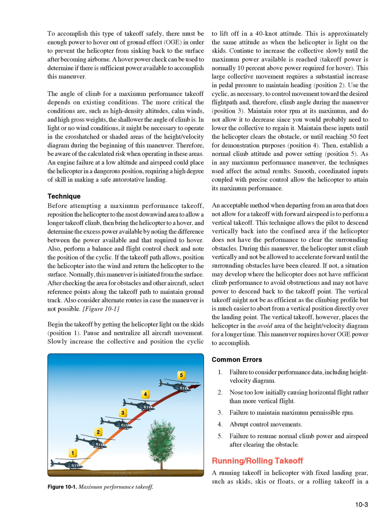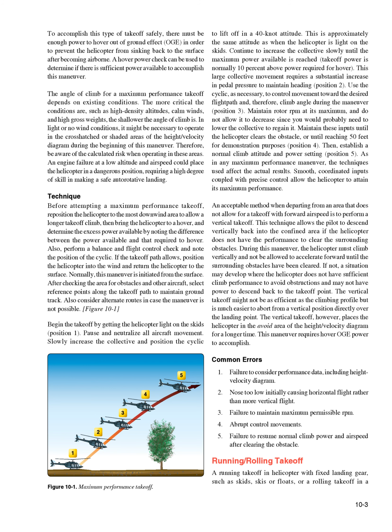The more critical the conditions are, such as high-density altitudes, calm winds, and high gross weights, the shallower the angle of climb is. In light or no wind conditions, it might be necessary to operate in the cross-hatched or shaded areas of the height/velocity diagram during the beginning of this maneuver. Therefore, be aware of the calculated risk when operating in these areas. An engine failure at a low altitude and airspeed could place the helicopter in a dangerous position, requiring a high degree of skill in making a safe auto-rotative landing.